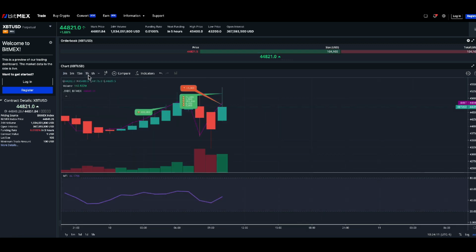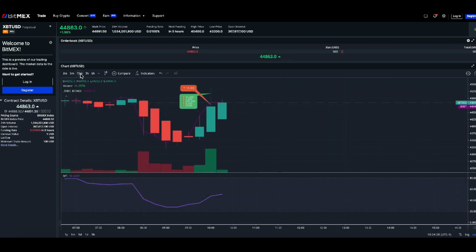So I'm going to watch my 1 hour. My 1 hour currently is about 10 o'clock. It is now about 10:24 New York time. We are just about 24 minutes after this candle was formed. So let's get back to our 15 minutes.